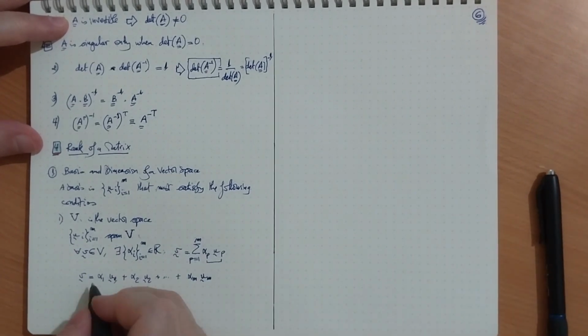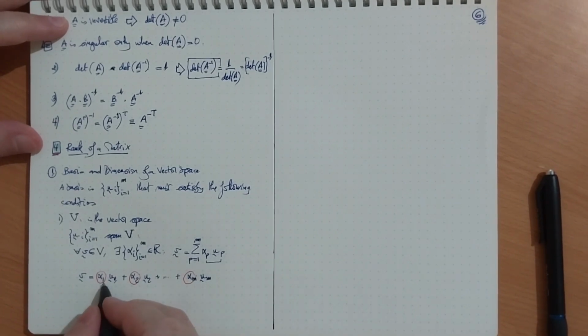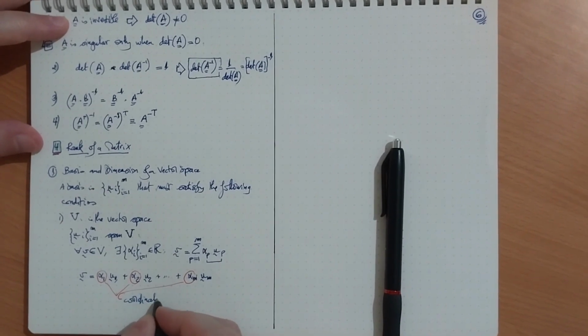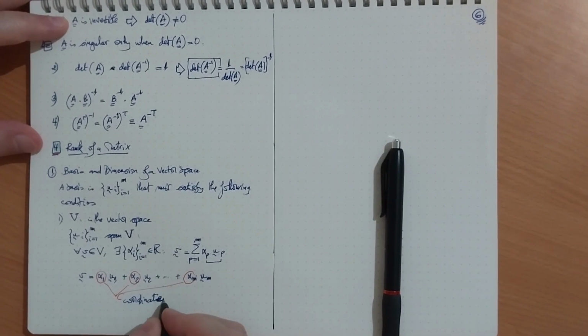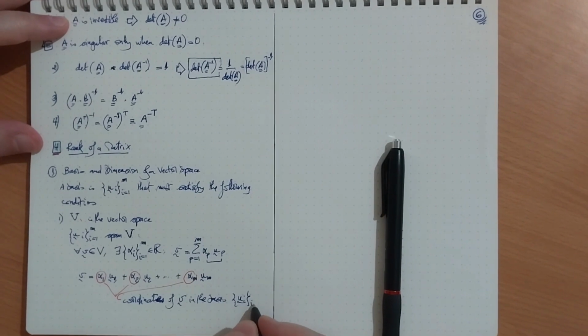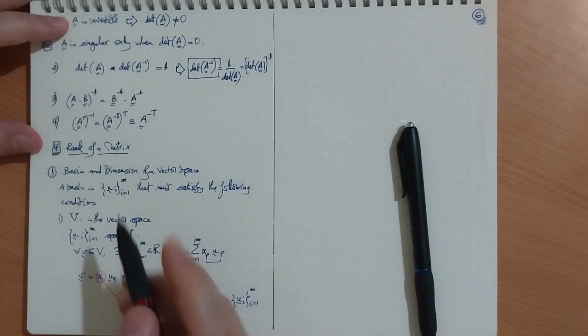So the coefficients alpha are called the coordinates of the vector v in the basis u_i, i from 1 till m. This is the first thing that the basis must satisfy. It must span the vector space V.